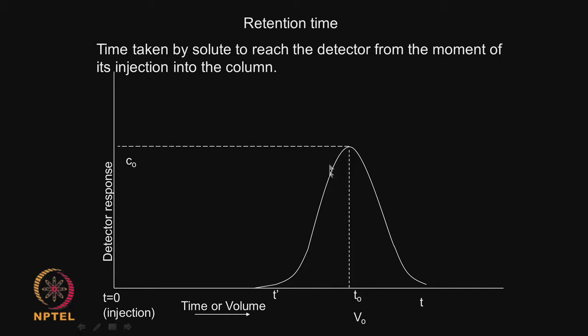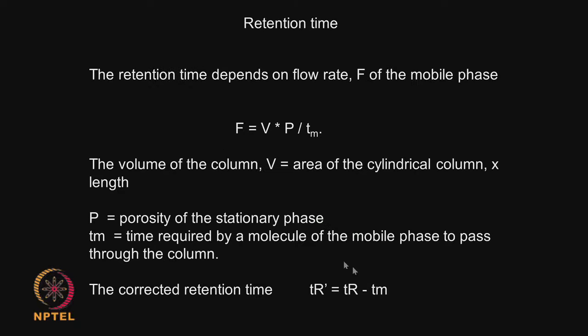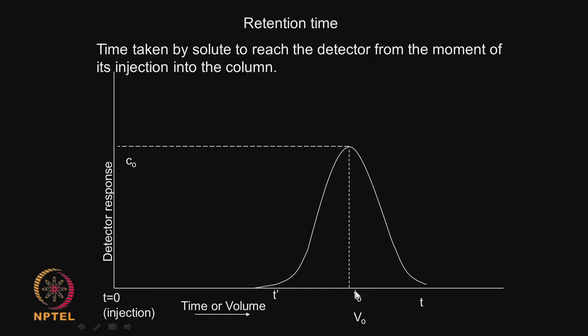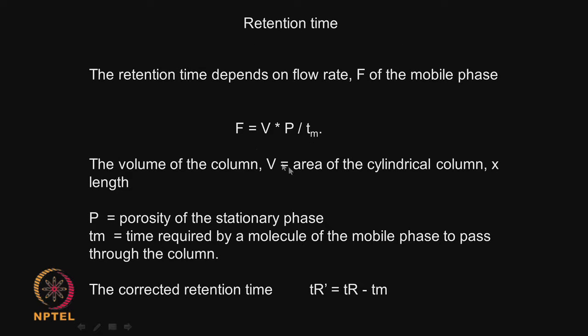But generally you will not get this type of graph, there could be some skewed tailing or fronting and so on happening. Many times it will not be like a normal distribution, like a bell curve, the shape may be different. There is something called the retention time, like I said, this is the retention time. The time it takes for the peak to achieve that maximum here, that is called the retention time. The retention time depends on the flow rate F of the mobile phase.